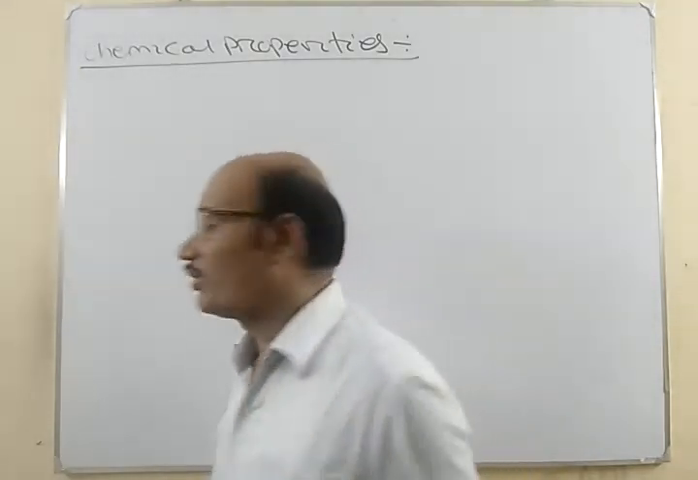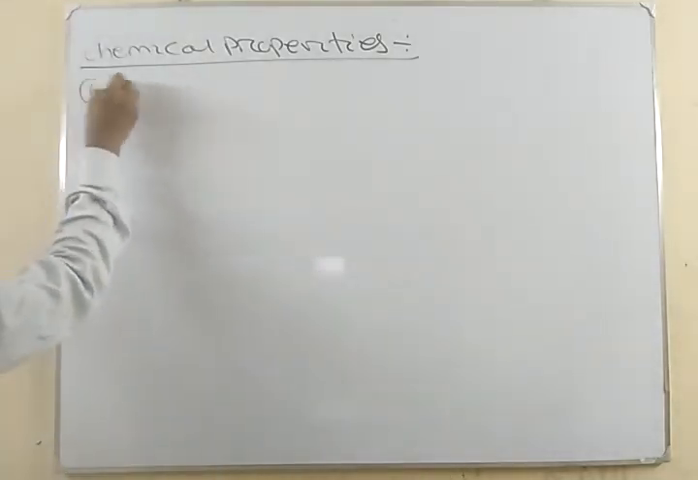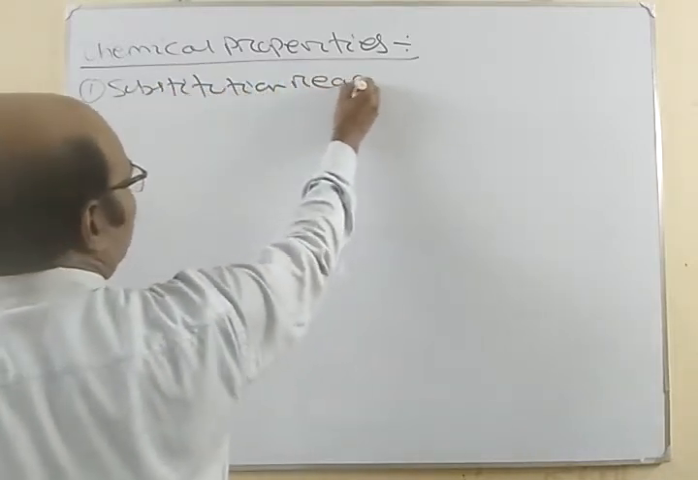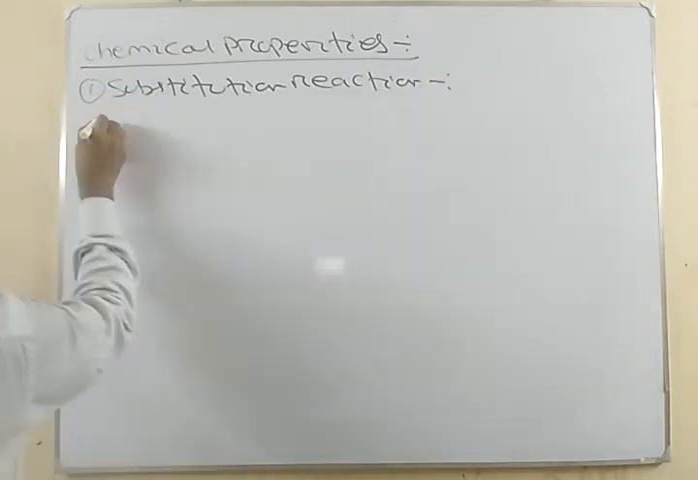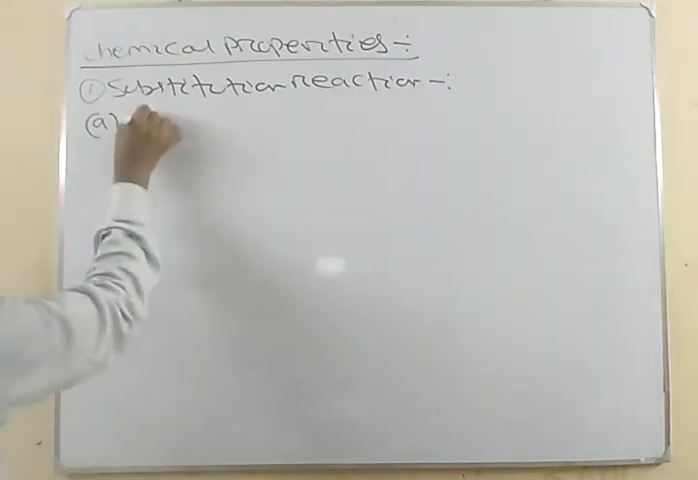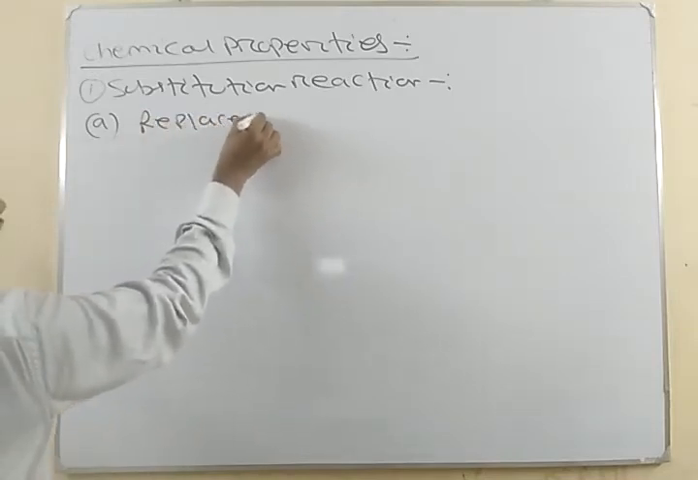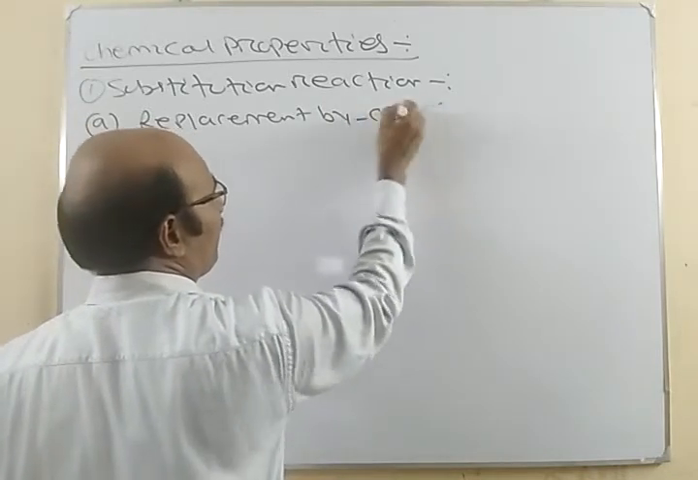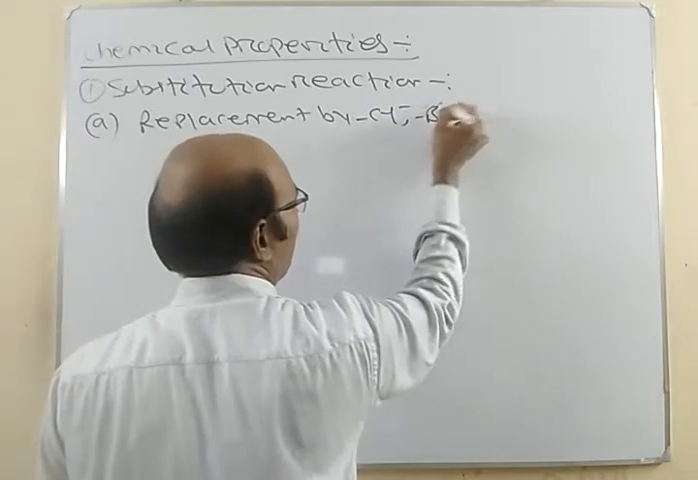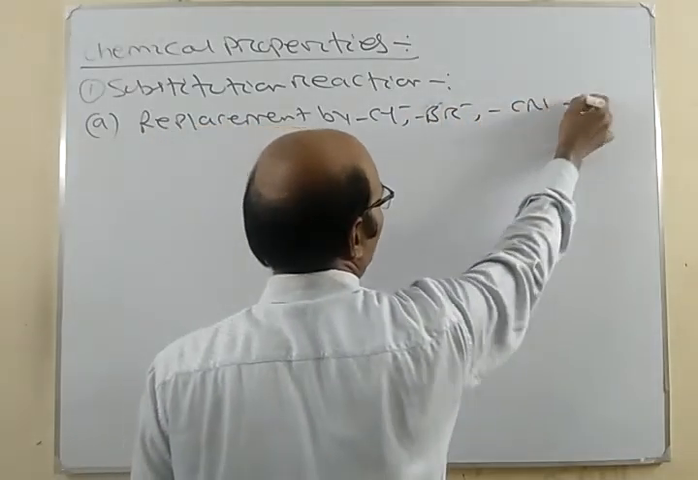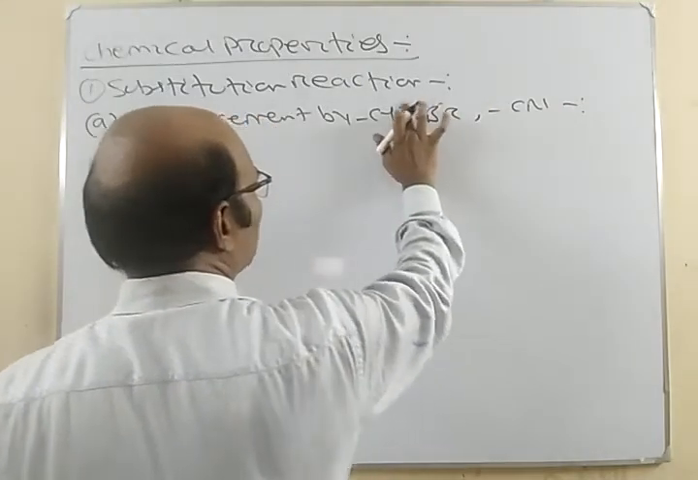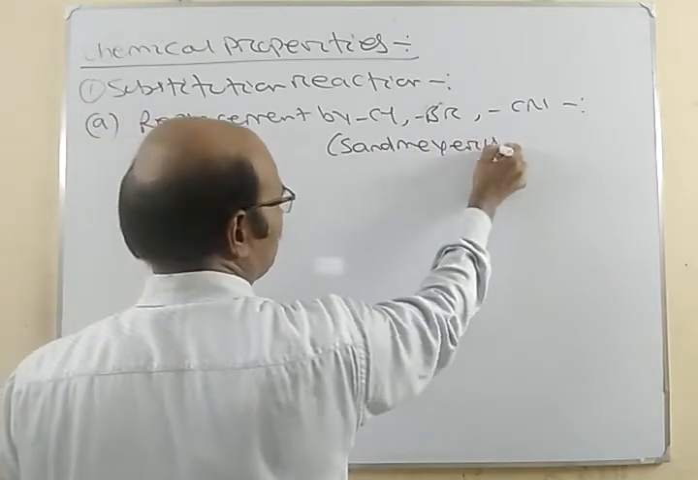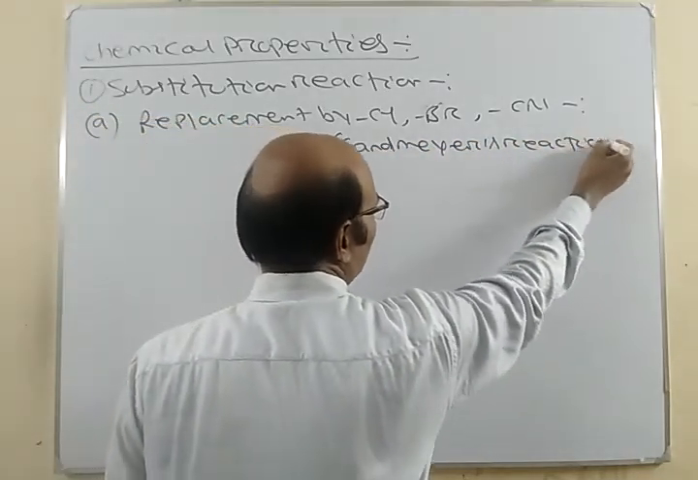First of all, we will discuss substitution reactions. Number one, substitution reactions. In this first part, we will see replacement by Cl, Br, and CN. This is called what, you know? Sandmeyer's reaction. Sandmeyer's reaction is most important.